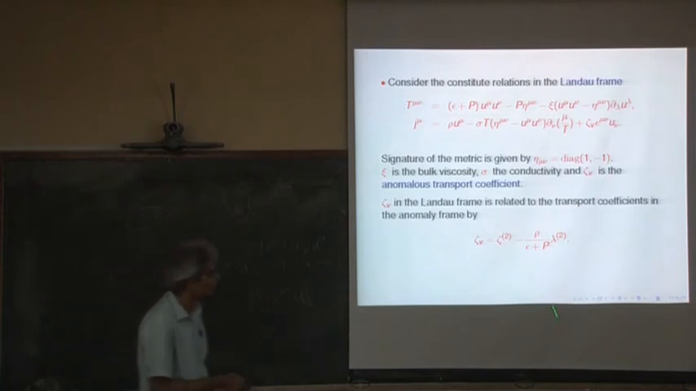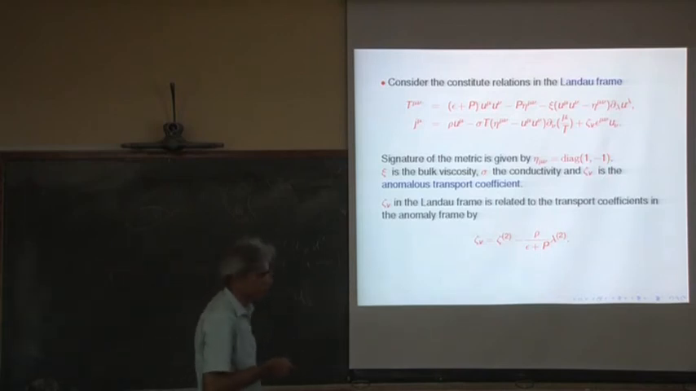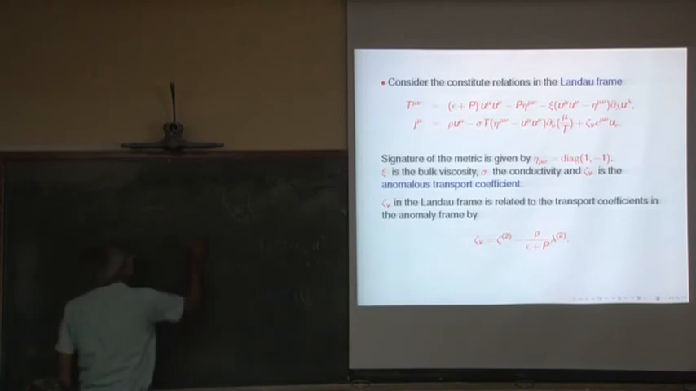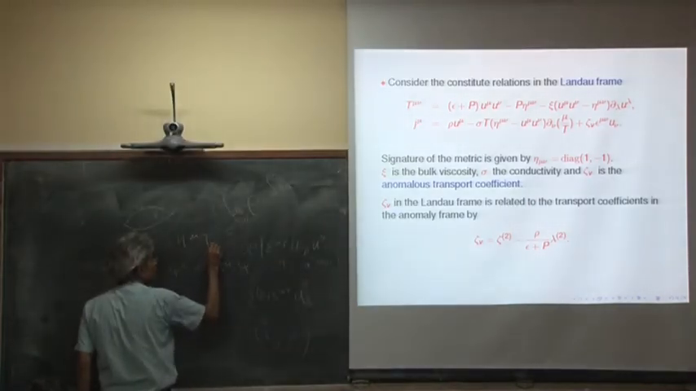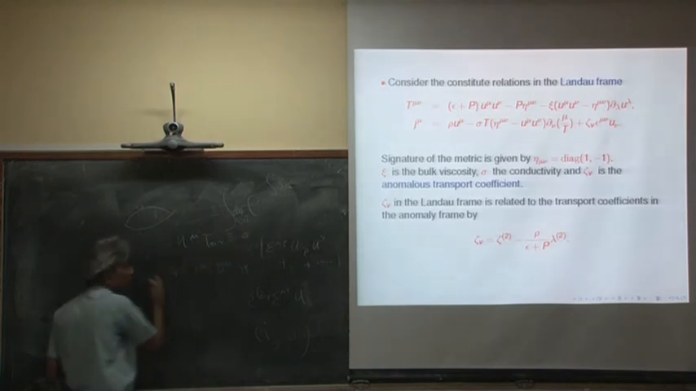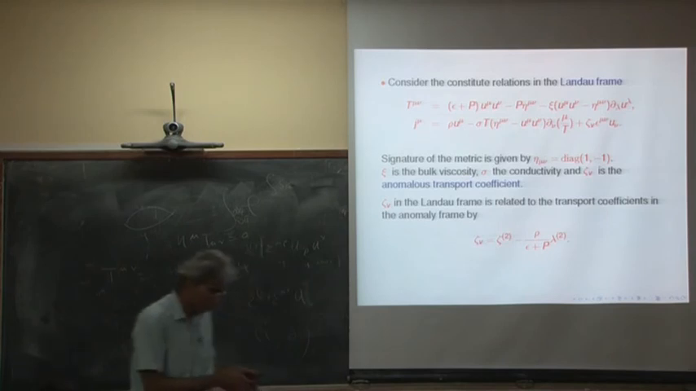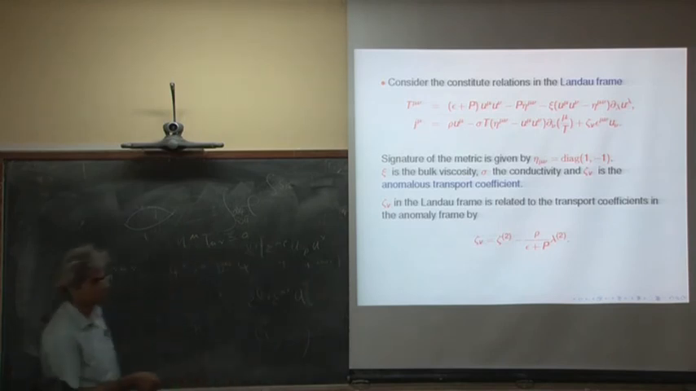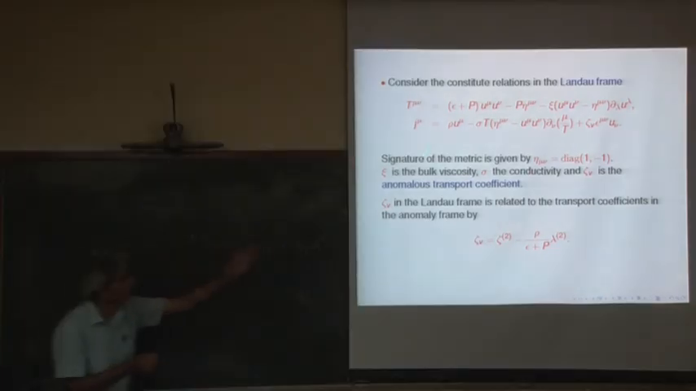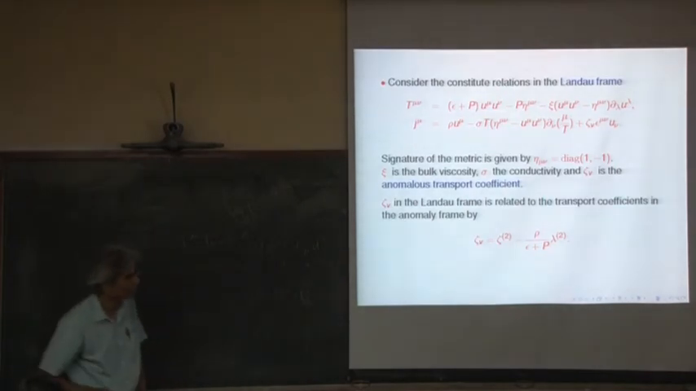And Landau frame is what? U mu T mu contraction is 0. It's from the correction, it's the 0th order. It's the energy. So you shift velocities and you can move it to this one actually.